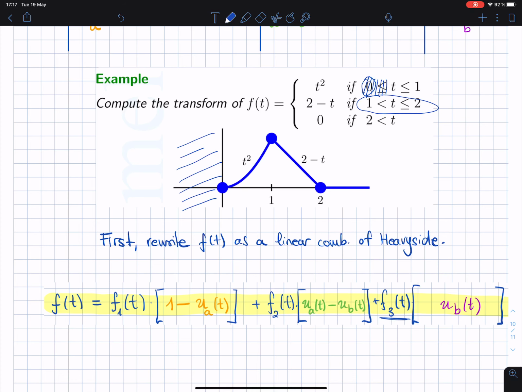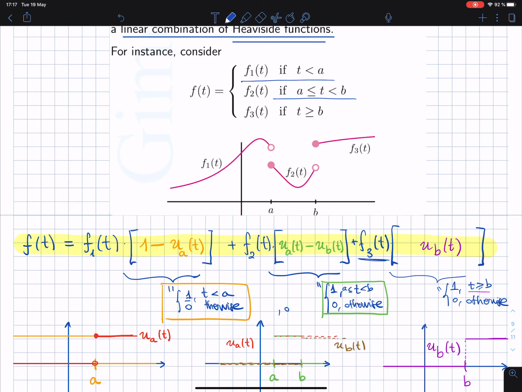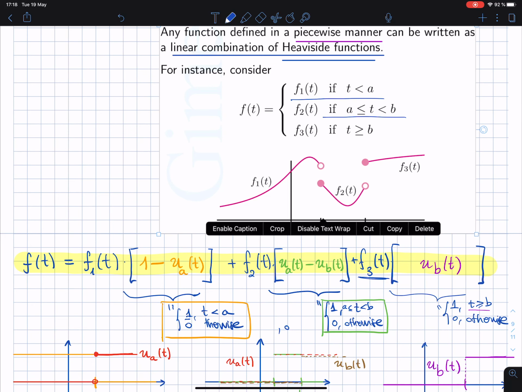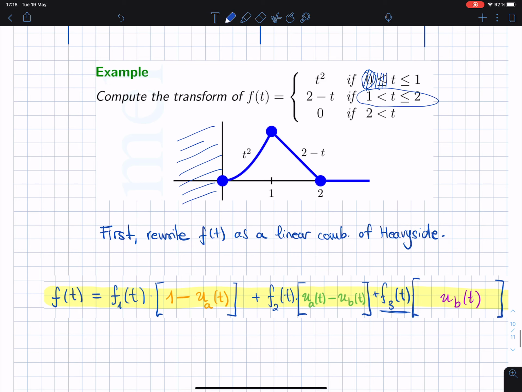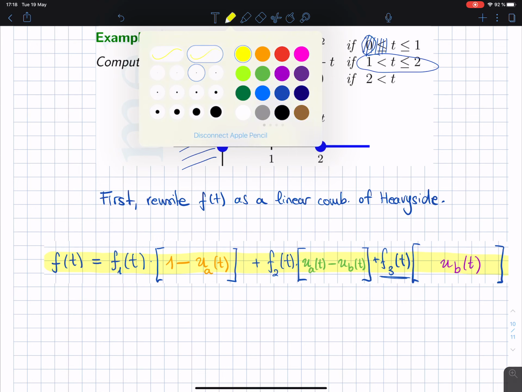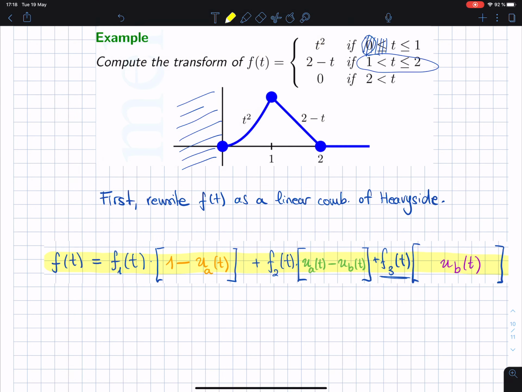This case here is similar to the second case we had. And finally, the third case is also this type of case where t is bigger than a given number. That's what happens here. So that means that we can apply exactly the same, where t squared is f1, 2 minus t is f2, and 0 is f3. Of course, this is equal to a, and this is equal to b.